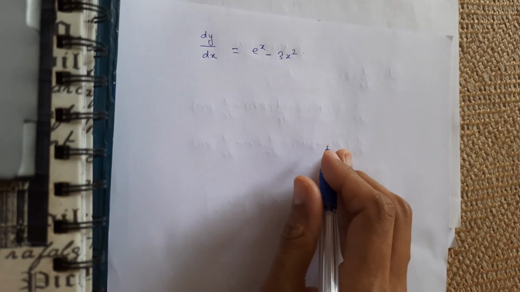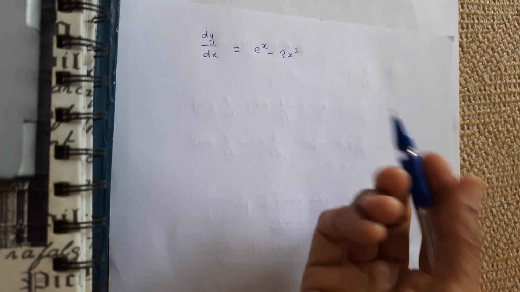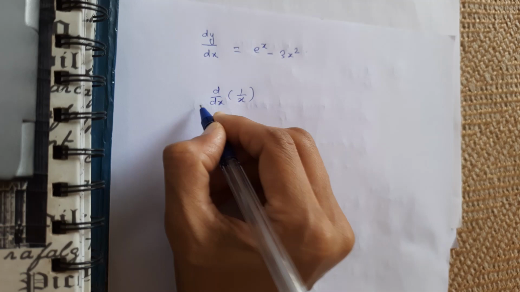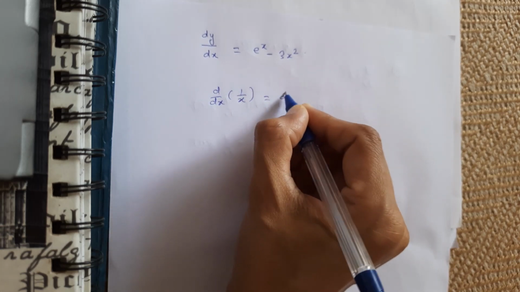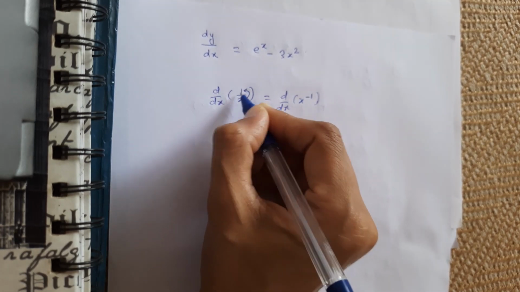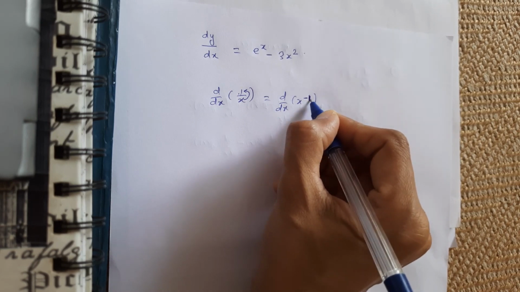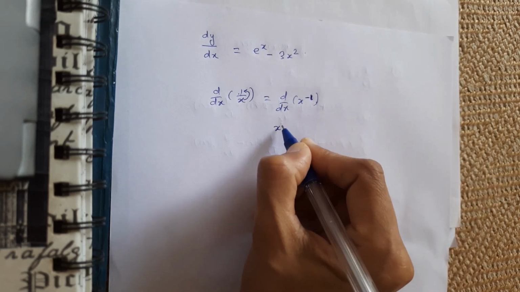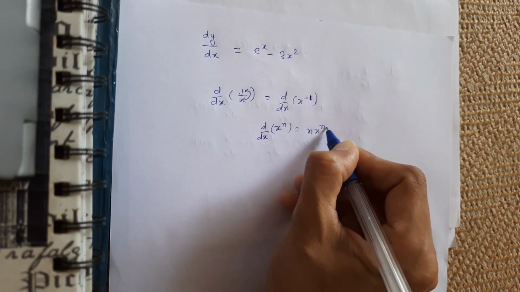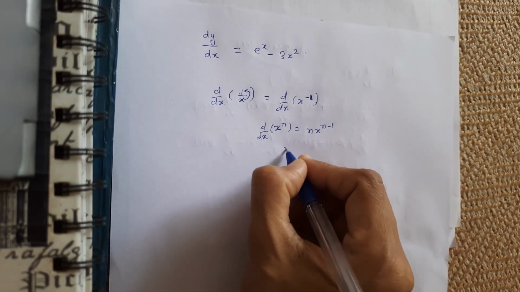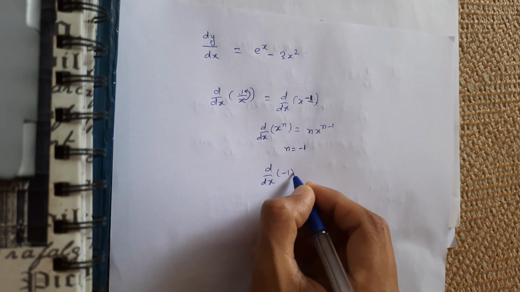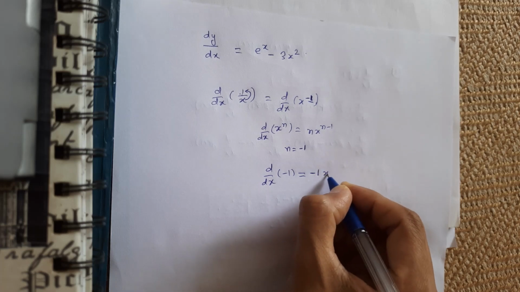Okay, that's how we find the standard derivative. Now suppose I want to find the derivative of 1 upon x. How will I find this? I will write this as the derivative of x to the power minus 1, since when I take x to the numerator, the power becomes minus 1. Now I apply again the standard form: the derivative of x to the power n is n x to the power n minus 1. Now put n equal to minus 1. So what will I get? d/dx of x to the power minus 1 equal to minus 1 x to the power.